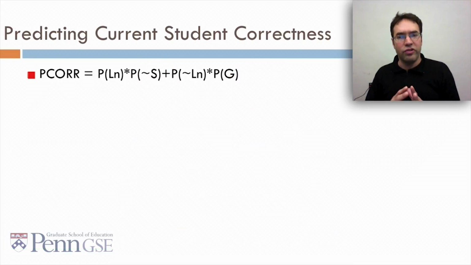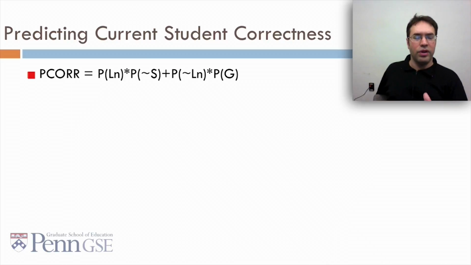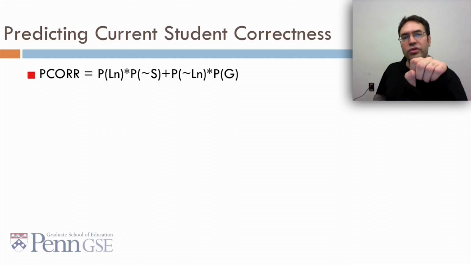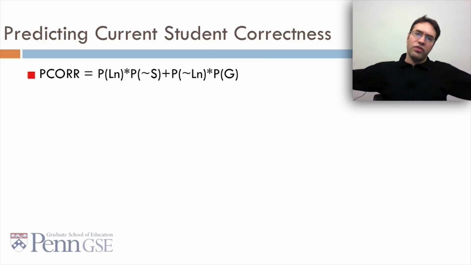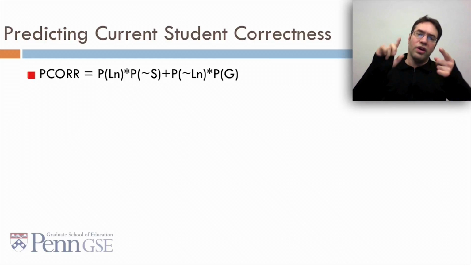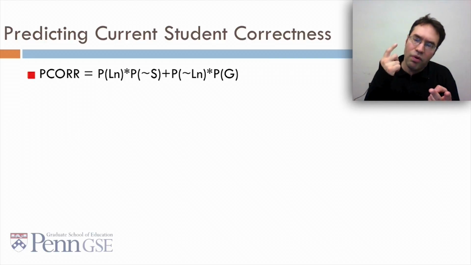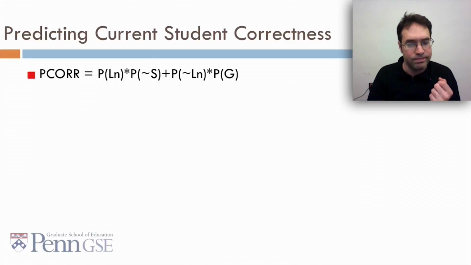How do we predict current student correctness? Well, P-correct is simple. It's just the probability you know it, P of Ln, times the probability you didn't slip, plus the probability you didn't know it, times the probability you guessed. In other words, there are only two ways you can get things correct in the world of Bayesian knowledge tracing. You know it and you don't slip, or you don't know it and you guess.